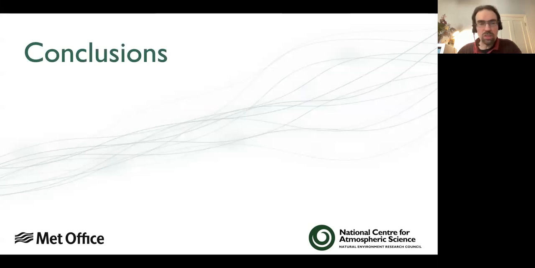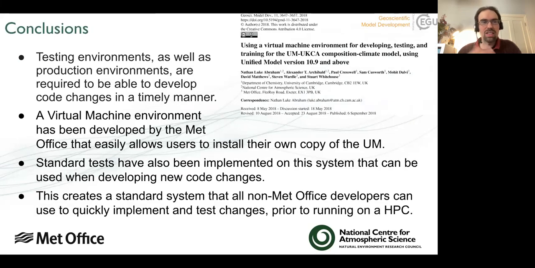So in terms of conclusions, testing environments as well as production environments help you develop code changes in a timely manner. And this virtual machine environment developed by the Met Office allows people to run their own version of the UM. The standard tests, these rose-stem tests that I talked about, have actually been implemented on the virtual machine. So you can run rose-stem on your branch, or you can play around with rose-stem on your branches and see how it works, have a bit of an understanding of the testing process.